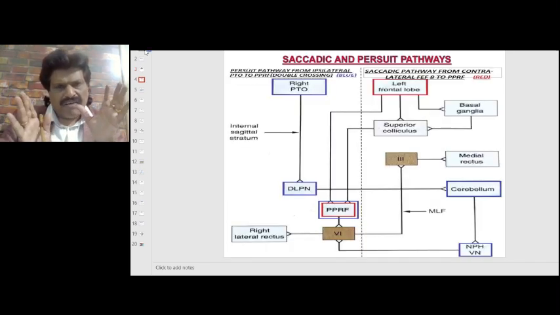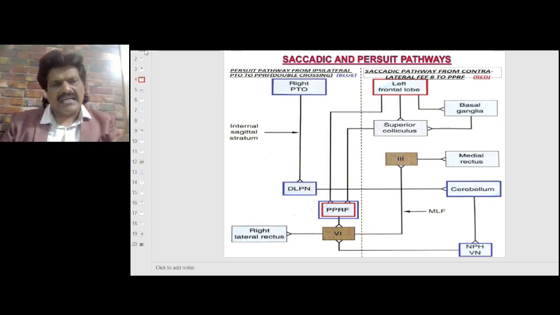These are the fascinating concepts of saccadic and pursuit pathways. So here you can see the pursuit pathway encircled in blue color and the saccadic pathway encircled in red color. Very important is that in the pursuit pathway, you have double crossing. You can see from the parieto-temporal occipital region on the right side, it comes to the DLPN, crosses to the cerebellum on the opposite side, goes to the vestibular nucleus, back to the sixth nerve nucleus and PPRF.